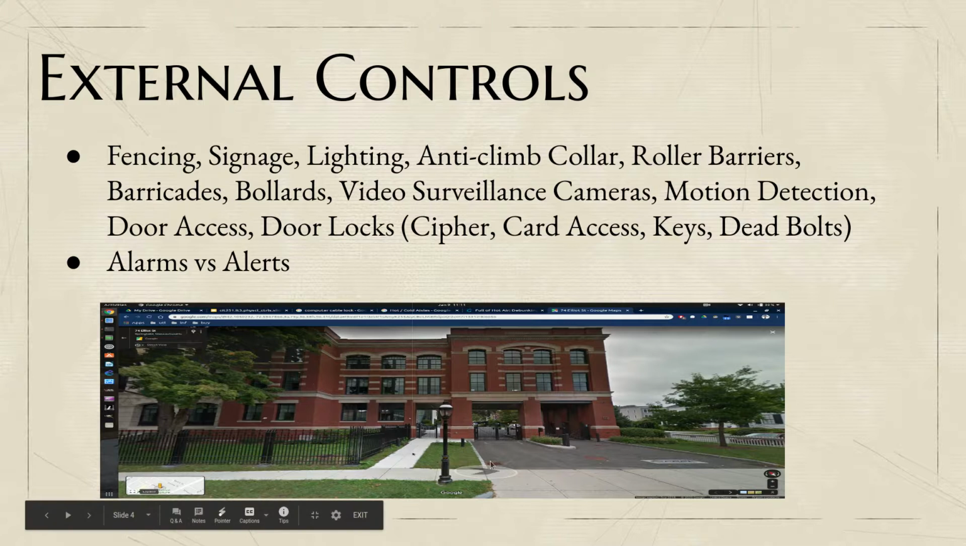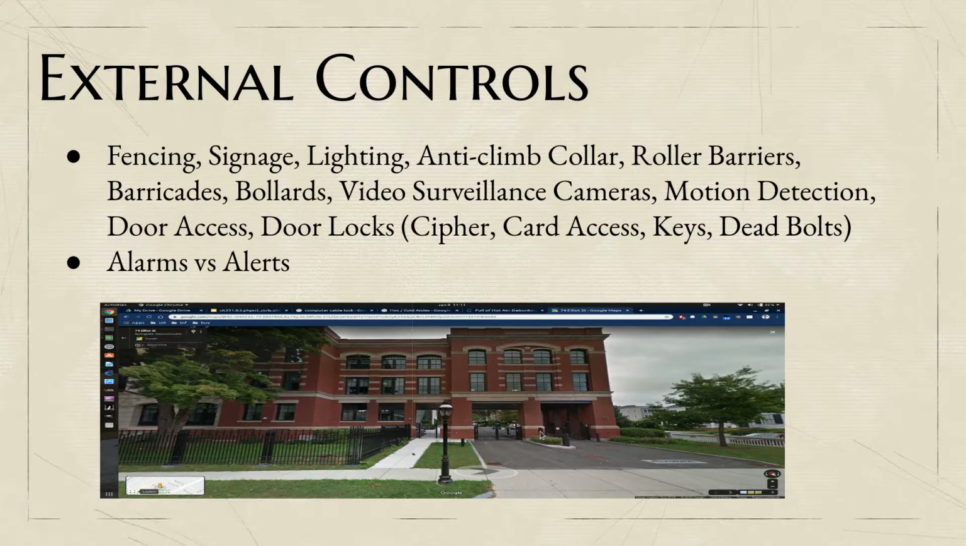Barricades. So in this case, if we had some kind of Jersey barrier to force people to go this way, right? That'd be a barrier. Bollards I talked about. There are a couple of bollards here. Video surveillance we talked about. Motion detection. Door access. So here we are. This is a little pole that helps, so that people have to present their credentials in order to get in or out. So there you go.